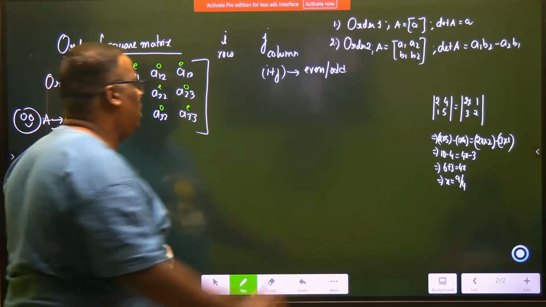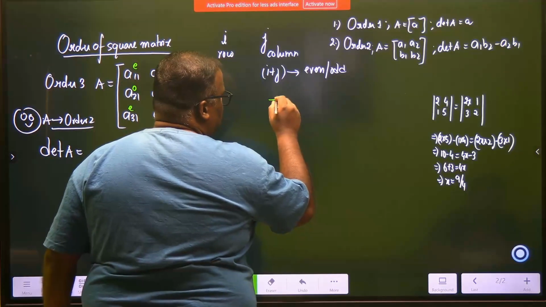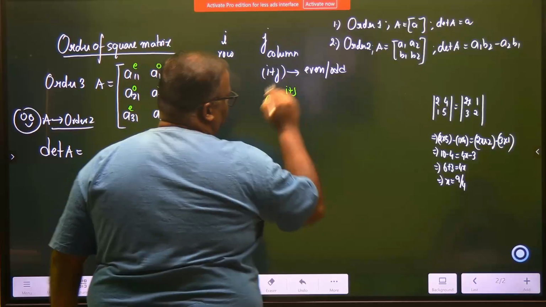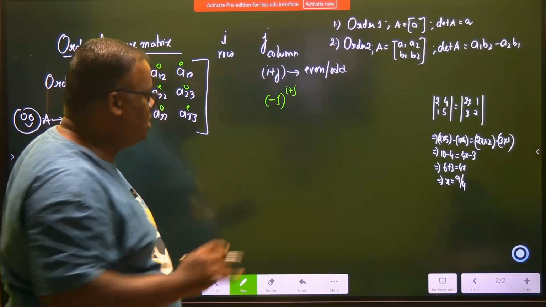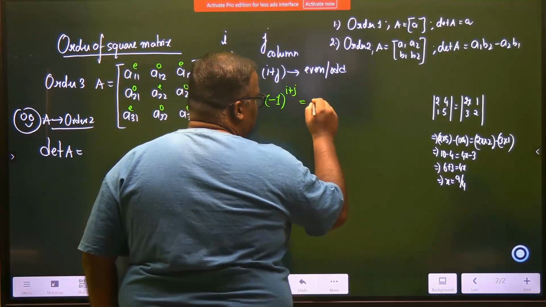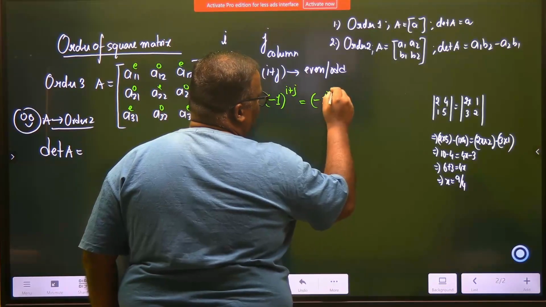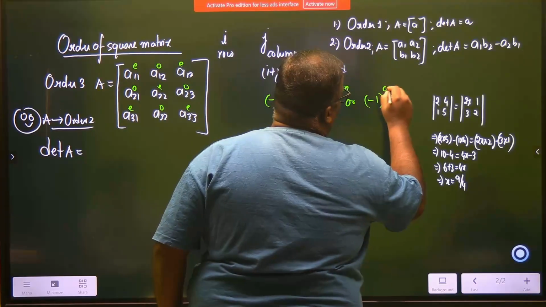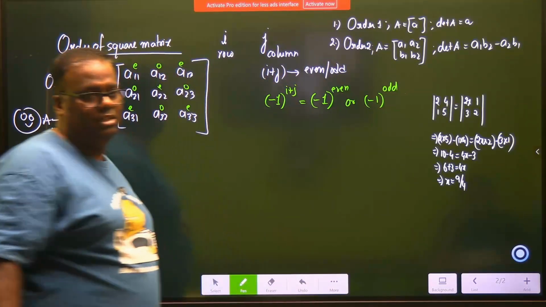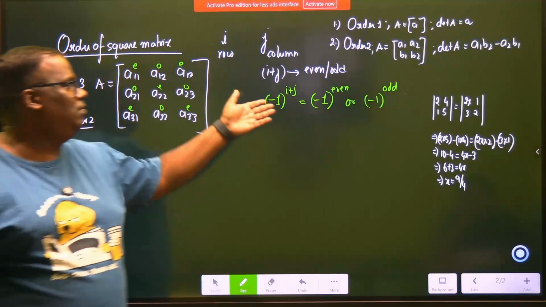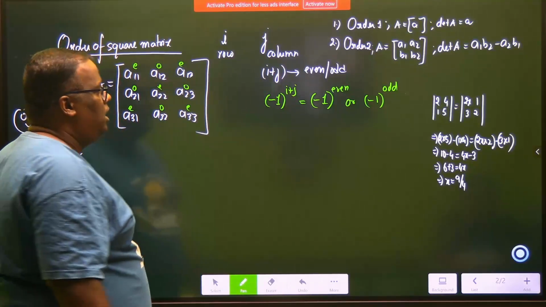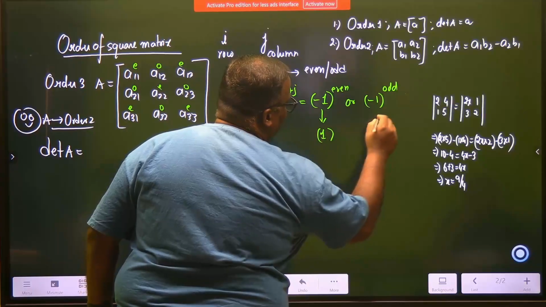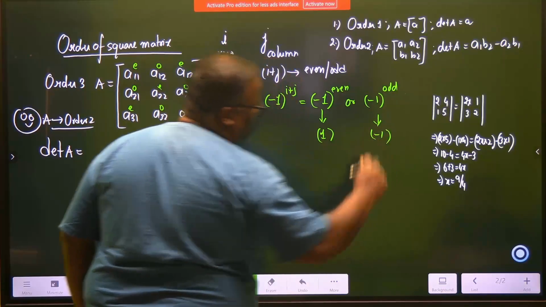And we will bring one scalar multiple, which is -1 to the power i plus j. Don't bang your head, just see. I will read this as -1 to the power even or -1 to the power odd. Values cannot be more than that. Either the values will be even or odd. If the values are even, then -1 takes the value 1. If it is odd, it takes the value -1. Is this understood?